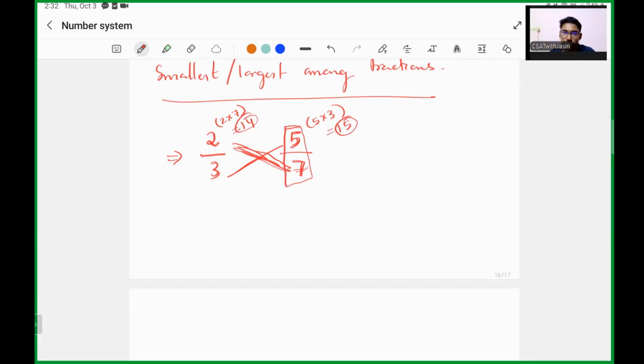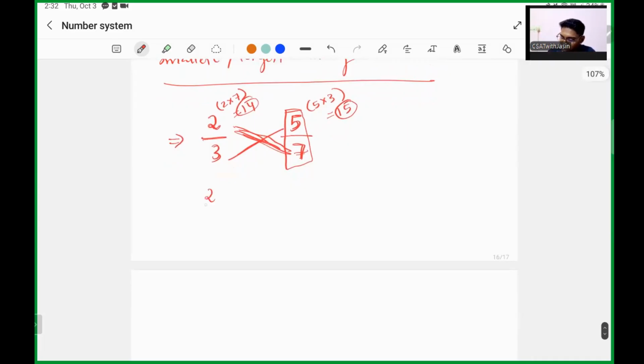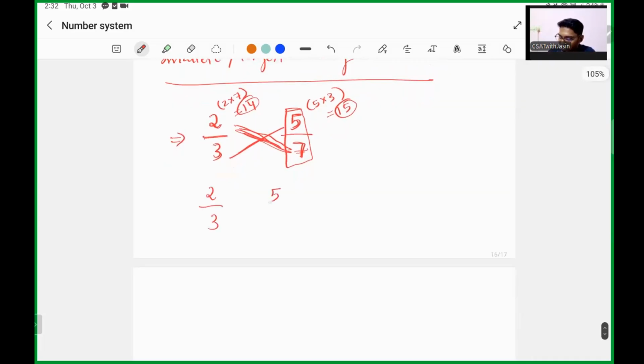So one is by cross multiplication, you can identify which fraction is greater. And another one is, I will take the same question, 2 by 3 and 5 by 7. You need to identify which is the greatest fraction. Just put a 0 in the numerator of both fractions. So 20 by 3, you know it is 6 point something. It is just greater than 6, because 3 into 6 is 18. So it is 6 point something.